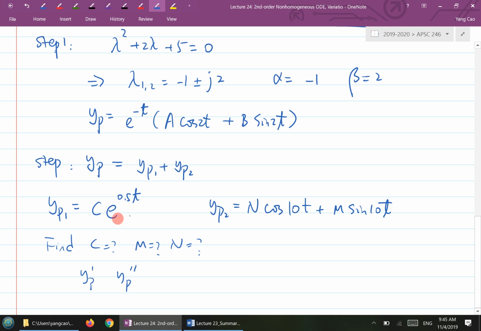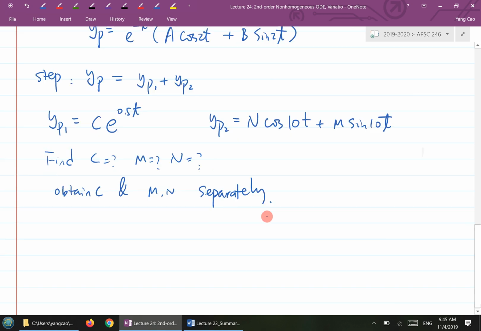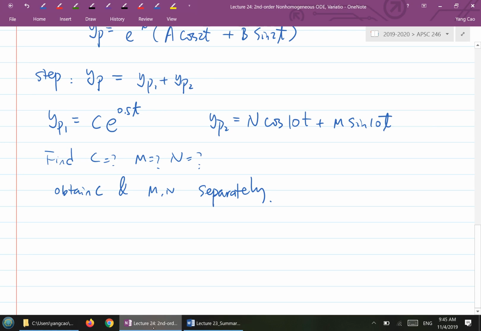But because these two forms are distinctly different, because one is exponential and one is sinusoidal, maybe simpler is you do this. Obtain c first, or separately. Obtain c and m and n separately. By separately means you do this.